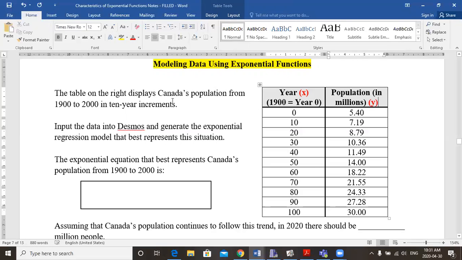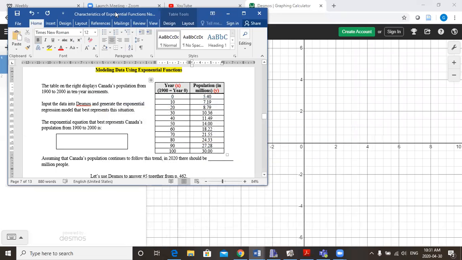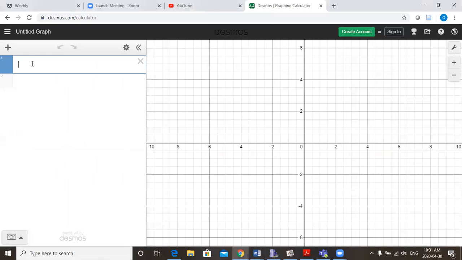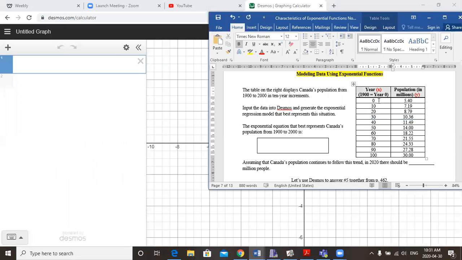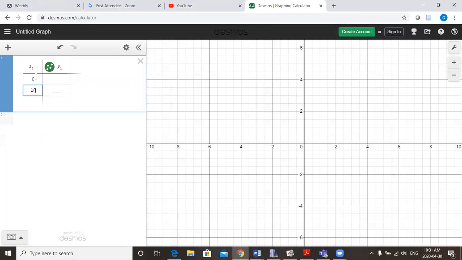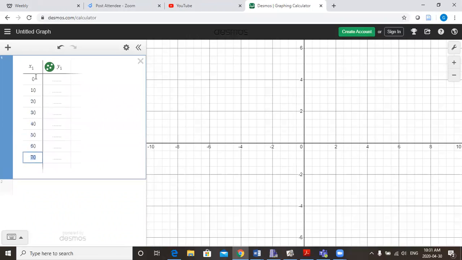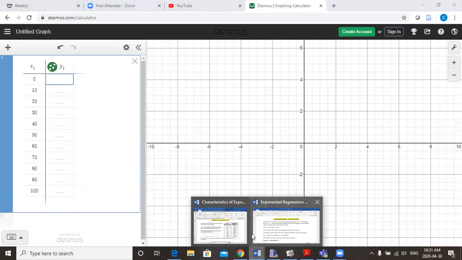Okay, so we're going to plug this data into Desmos. I'm just going to minimize this, make that smaller, and we can plug this in here. It goes 0 to 100 for the X, so we have to input a table: 0, 10, 20, 30, 40, 50, 60, 70, 80, 90, 100. It's a lot of data, but that's fine. That's what we're given. Now we can input the Y values.